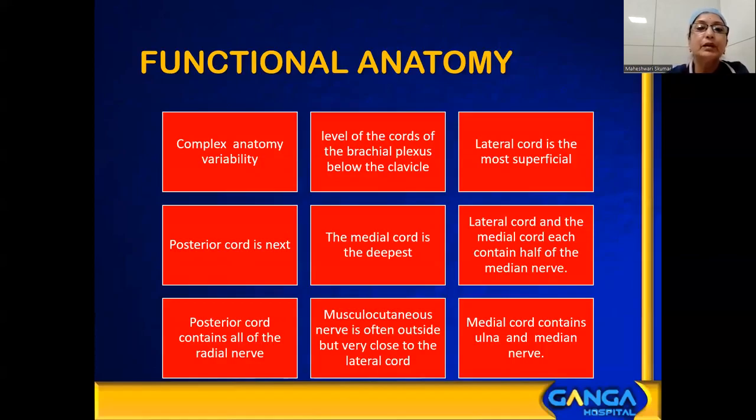The functional anatomy of the brachial plexus in the infraclavicular region is very complex and very variable. The lateral cord is the most superficial, the posterior cord is next, and the medial cord is the deepest. The lateral cord and the medial cord each contain half of the median nerve. The posterior cord contains all of the radial nerve. The musculocutaneous nerve often lies outside but very close to the lateral cord. The medial cord contains the ulnar nerve and half of the median nerve.